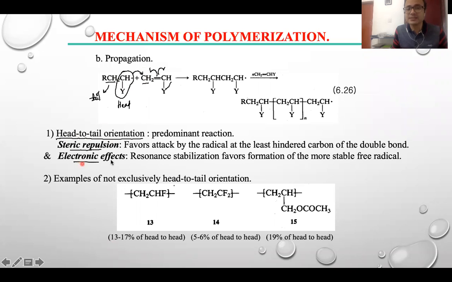Another effect is electronic effect, because once it forms a bond here and you have a radical generated here, a group attached here can stabilize this radical. So that also is another additional feature that is actually responsible for this growth of polymer happening in this head to tail orientation. But this is not very exclusive. We can find certain exceptions, as you can see here.